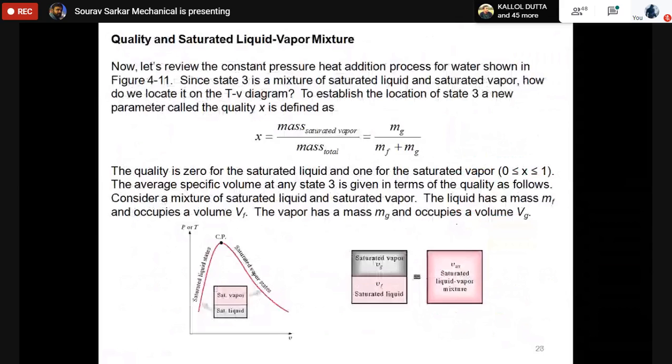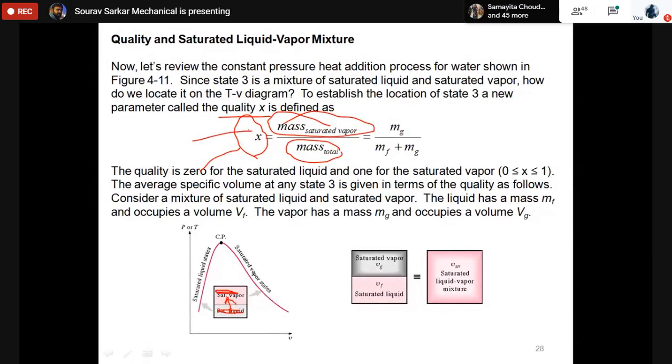So I'm giving one example. Suppose you have one mixture and in that mixture some part of the liquid is converted into vapor. So there will be some part which is saturated liquid and the remaining part is saturated vapor. So I am defining one parameter. That parameter is called X. Please follow, this part is a little bit complicated, so please pay attention. X is defined as the quality. What is quality? Quality is nothing but the mass of the saturated vapor by the total mass.